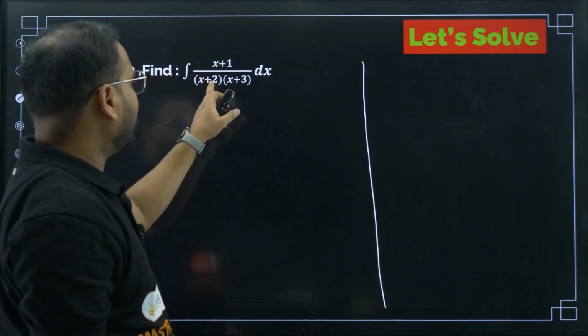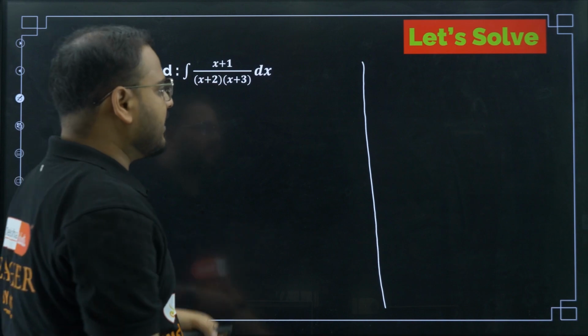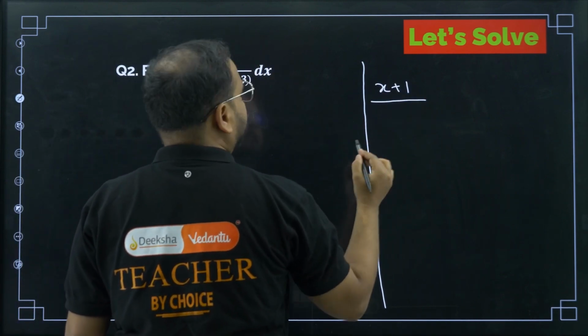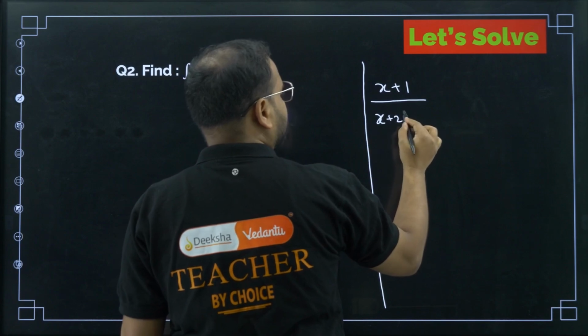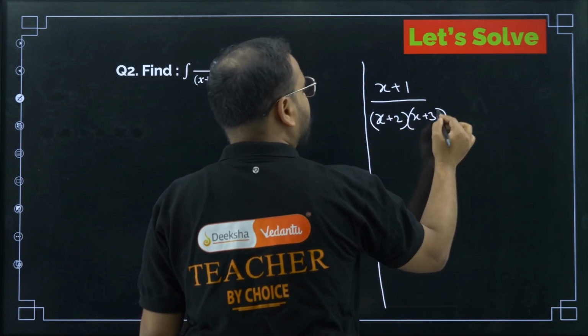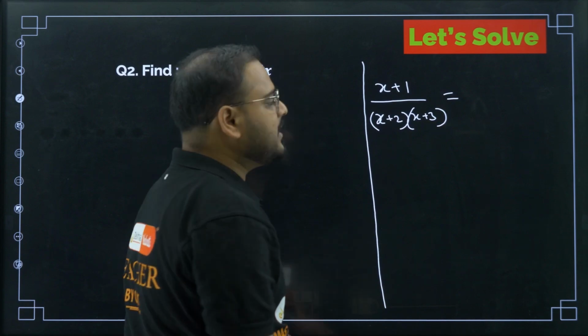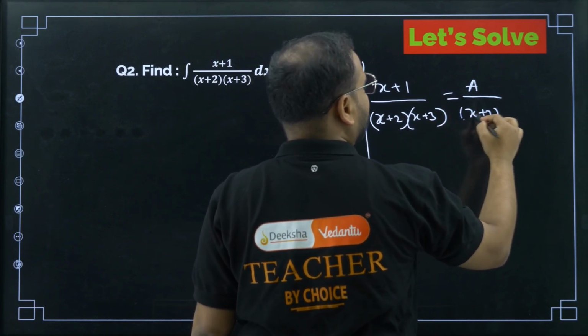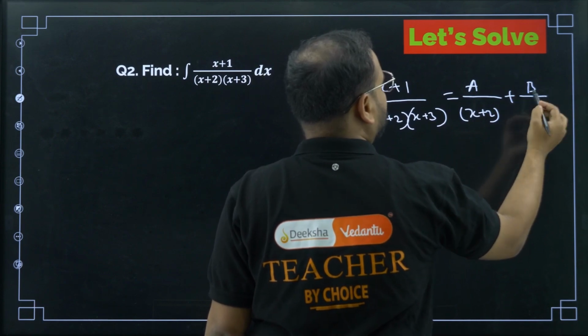X plus 1 is there, right? So how am I going to write it? I'll write it like this. X plus 1 upon x plus 2, x plus 3 equals, how will this be? Simply a upon x plus 2, first form, right? First form of the partial fraction.